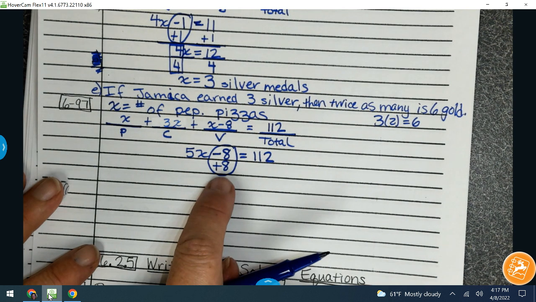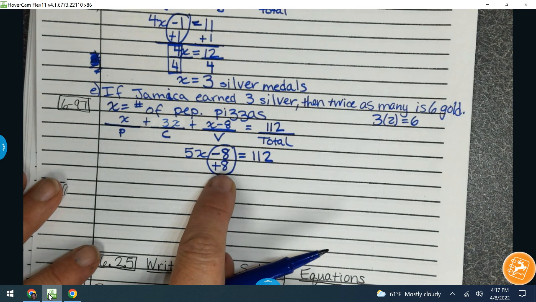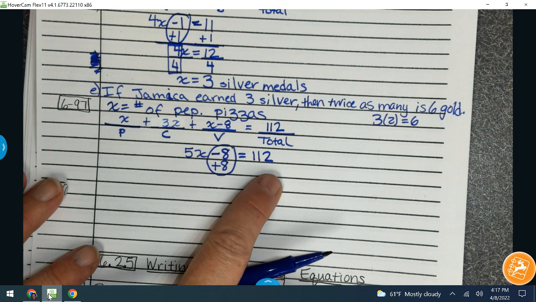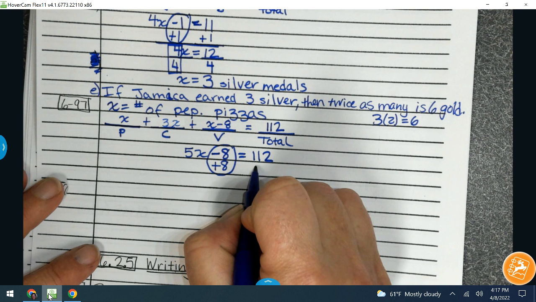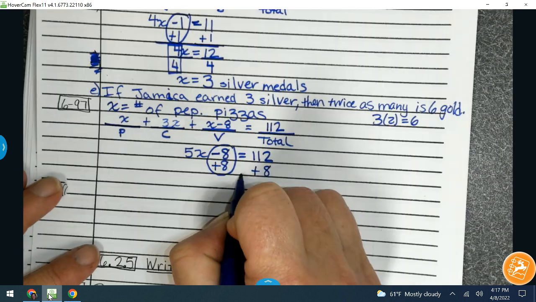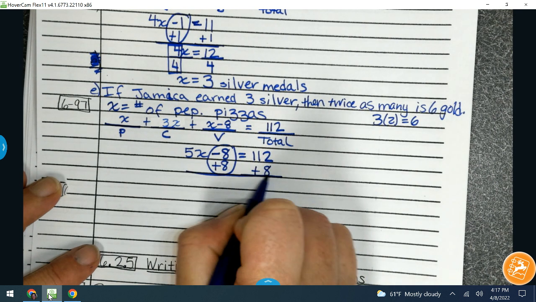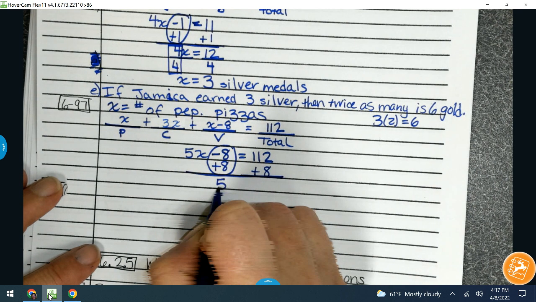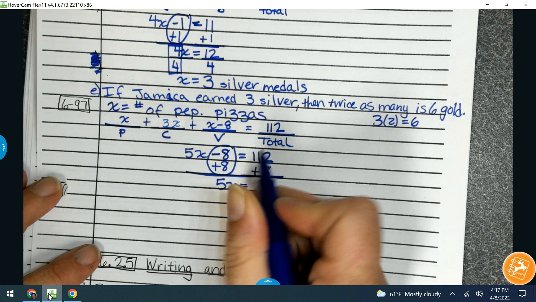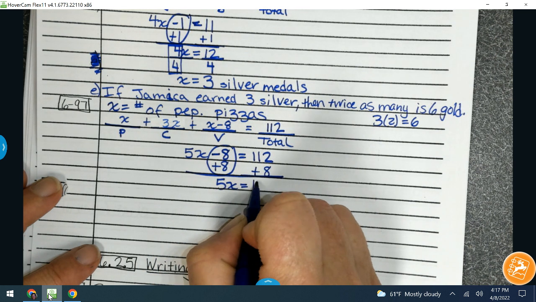And if I do that over here on the left of my equal sign, or on mat A, I also have to do it over here for mat B. So I have 5x is equal to 120.